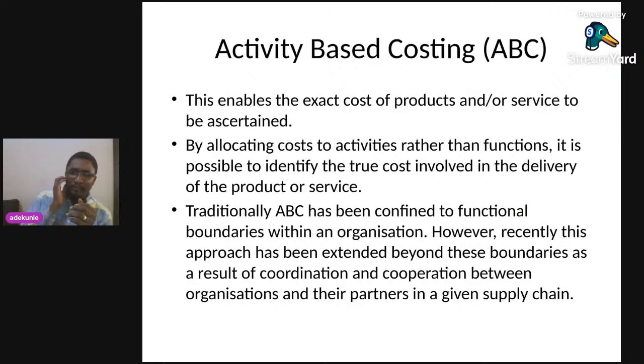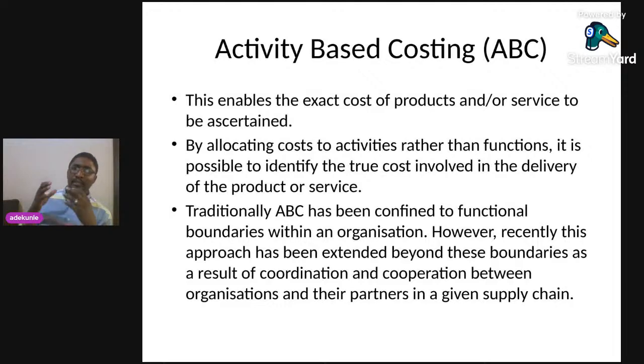Then, of course, we want to talk about costing and managing costing activities. There's what we call activity-based costing. Remember, we said activity costs are variable costs. These are costs that come along as a result of the processes that take place within the supply chain.